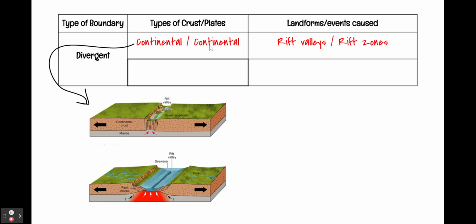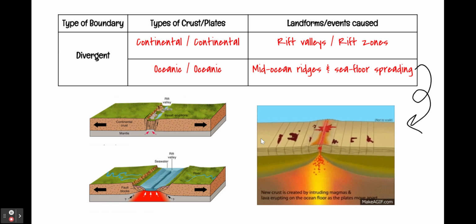When it's two continental plates, meaning they're both land plates, it can create rift valleys or rift zones. This is where the land is moving away from each other, which is causing a sinkage in the middle, which eventually, over a long period of time, can create new ocean basins because seawater is allowed to flow in and we get new oceans. This is going to happen in Africa eventually, in like 30 million years.